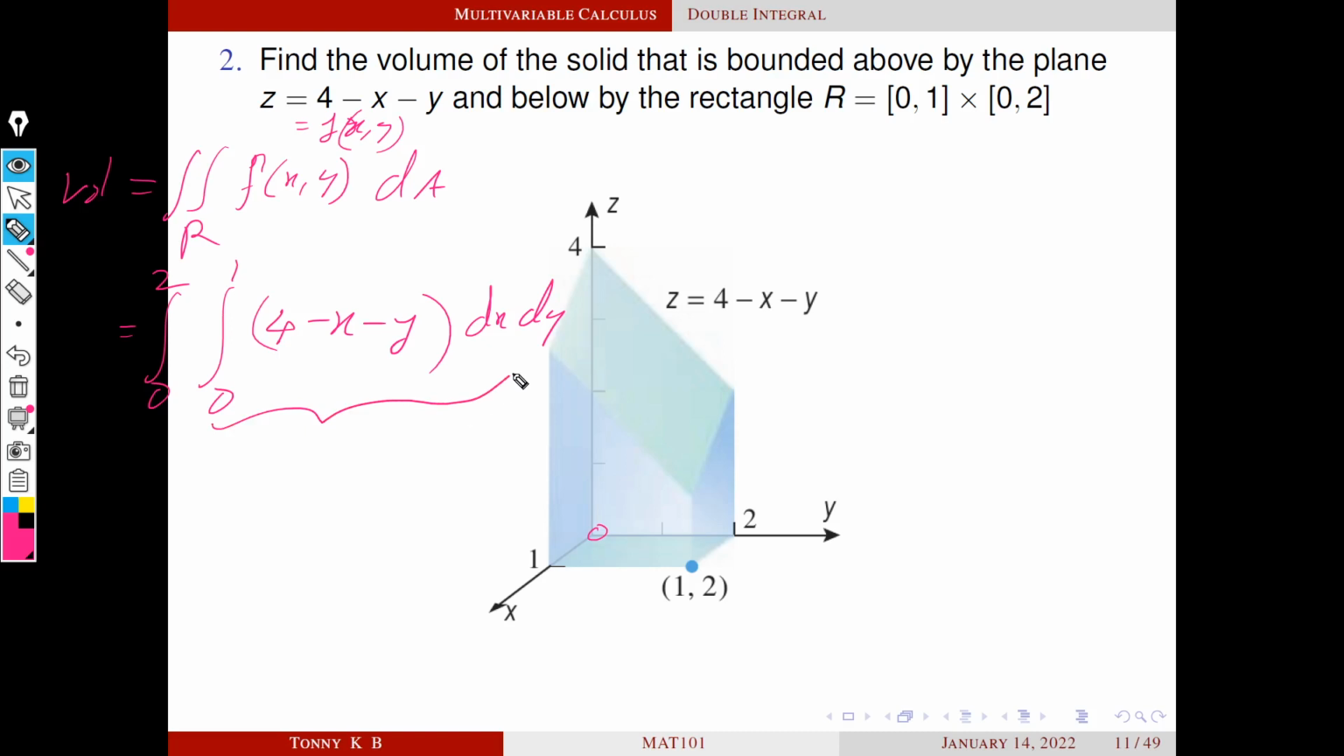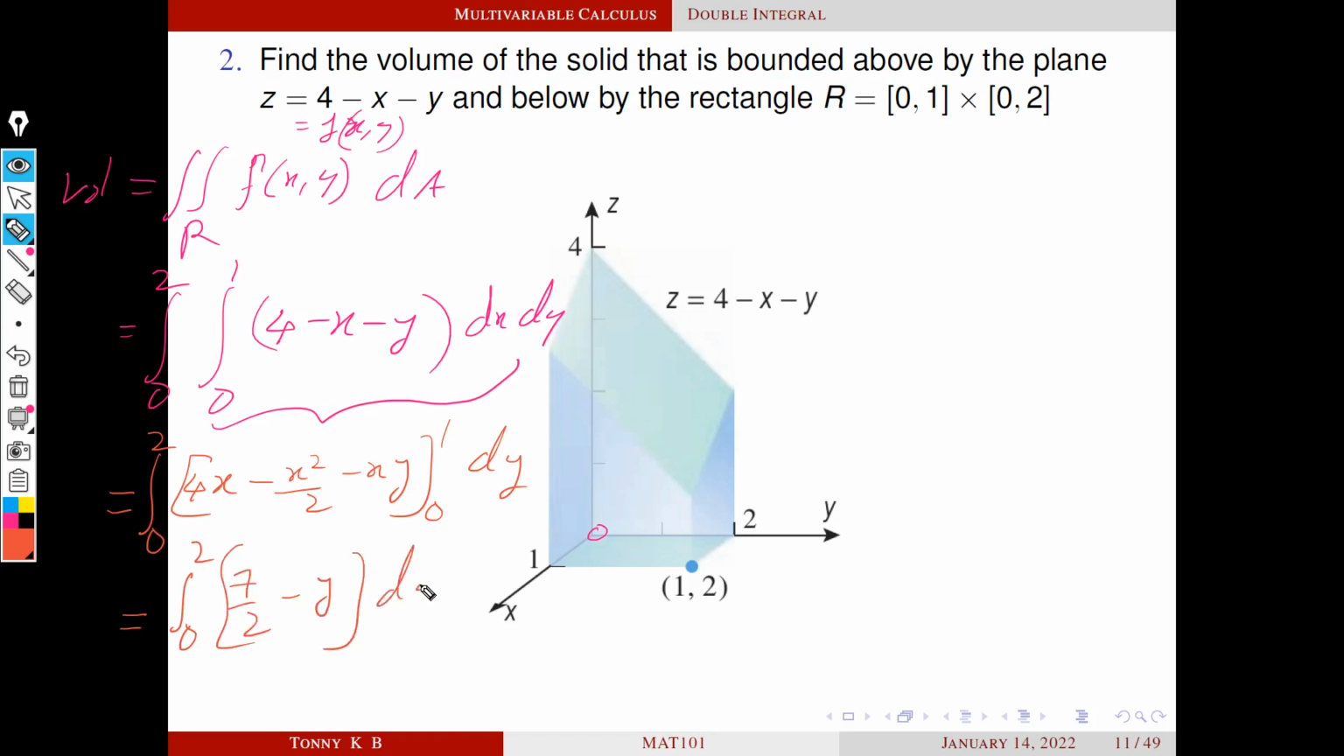First we have to evaluate the first integration. That means we evaluate with respect to x by keeping y as a constant. This is equal to the integral from 0 to 2. Integrating with respect to x, we get 4x minus x square by 2 minus xy, since y is a constant, from 0 to 1. You can substitute 1 and 0 for x and simplify. This expression becomes 7 by 2 minus y, so the integral from 0 to 2 of (7 by 2 minus y) dy.